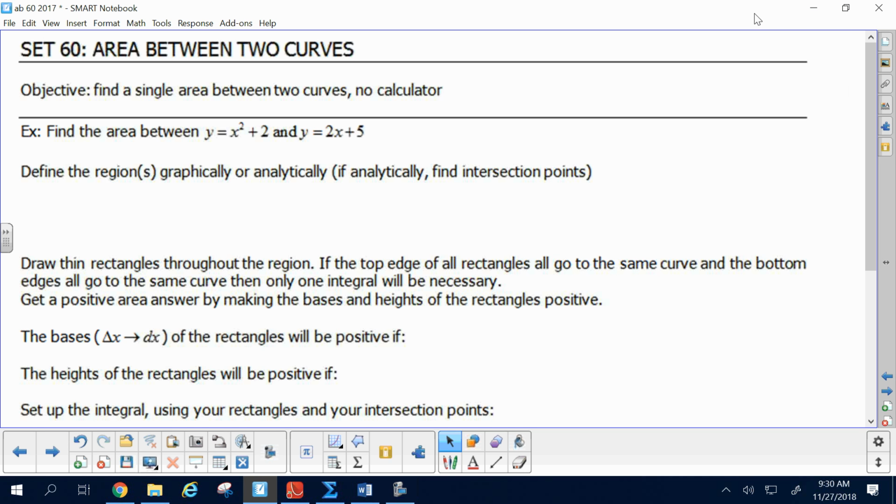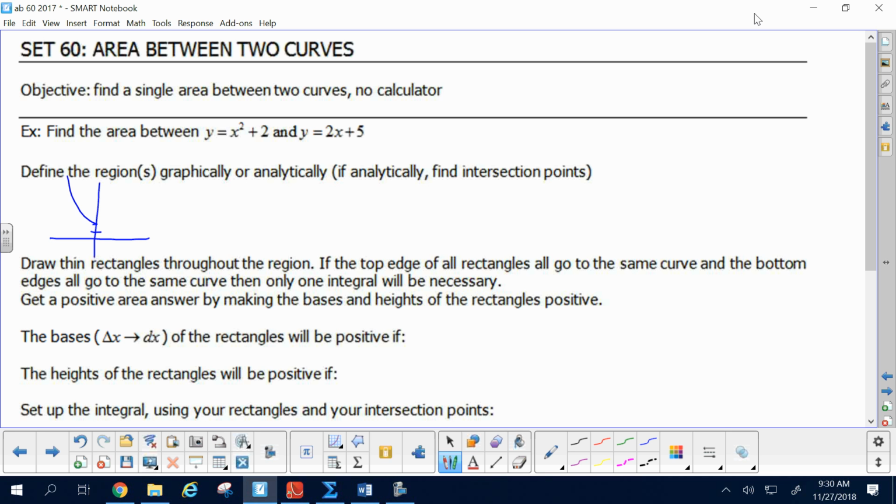Yay. All right. Find the area between the parabola and 2x plus 5. If possible, I strongly recommend that you graph it. If you know what the graph looks like, use the graph to help you. It adds information. So x squared plus 2, for example, you know, is a parabola shifted up 2.